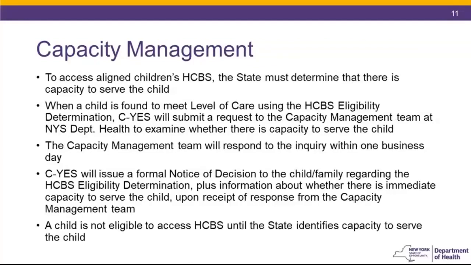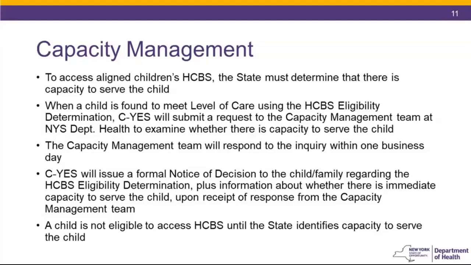Capacity management. To access aligned children's HCBS, the state must determine that there is capacity to serve the child. When a child is found to meet level of care using the HCBS eligibility determination, CS will submit a request to the capacity management team at New York State Department of Health to examine whether there's capacity to serve the child. The capacity management team will respond to the inquiry within one business day. CS will issue a formal notice of decision to the child or family regarding the HCBS eligibility determination, plus information about whether there is immediate capacity to serve the child upon receipt of response from the capacity management team.